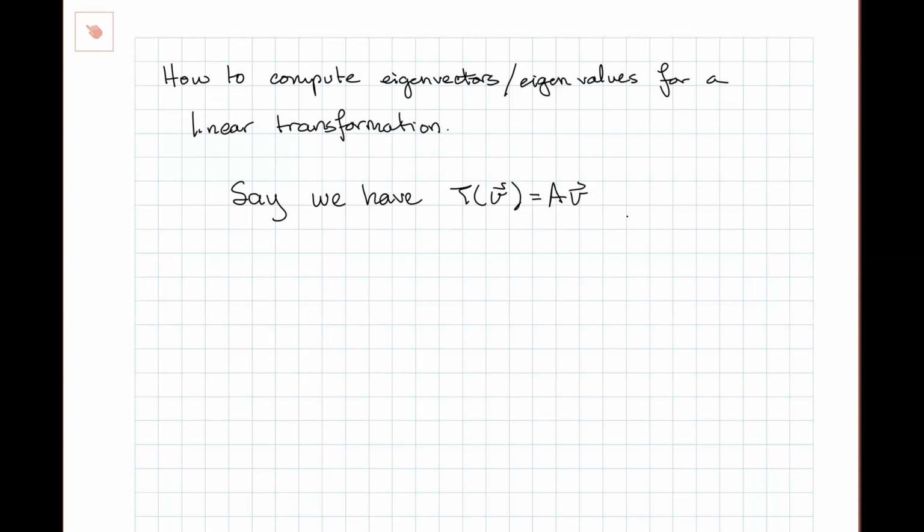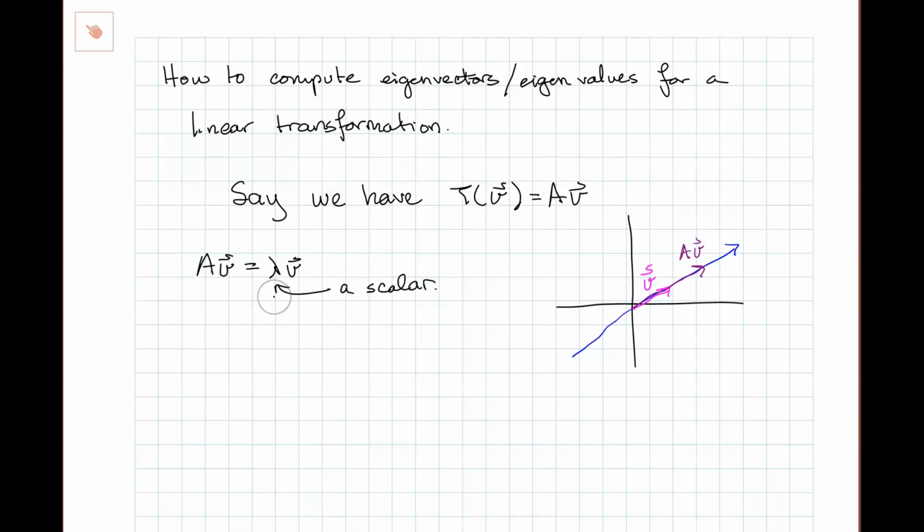In other words, which directions in the plane have this special property that when you take the image of a vector along this direction, the result is a vector that is also along this direction. It's just a scalar times the original vector. So we have A times v is equal to lambda times v, where lambda is just a scalar. Let's think about how we can do this.